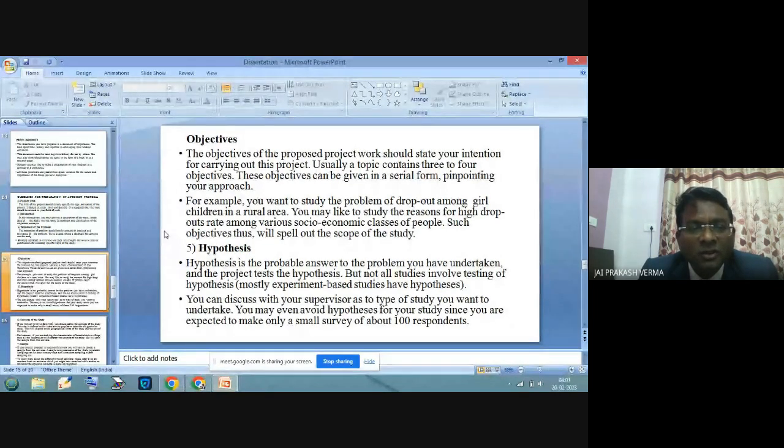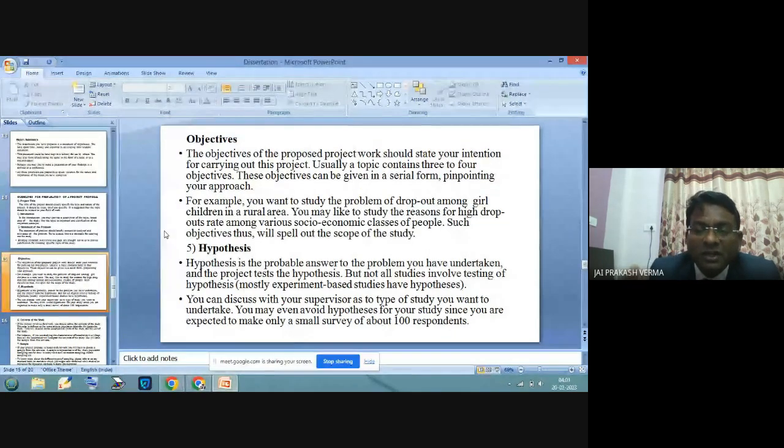your approach. For example, you want to study the problem of dropout among girl children in rural areas. You may like to study the reasons for high dropout rate among the various socio-economic classes of people. So such objectives will spell out the scope of the study. So, these are the basic things about objectives and hypothesis.